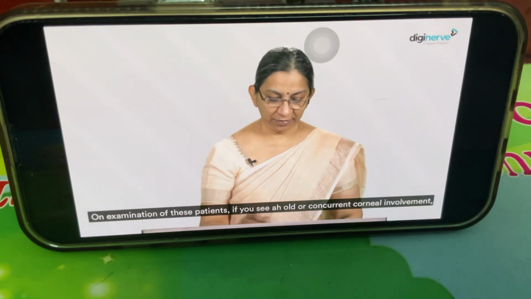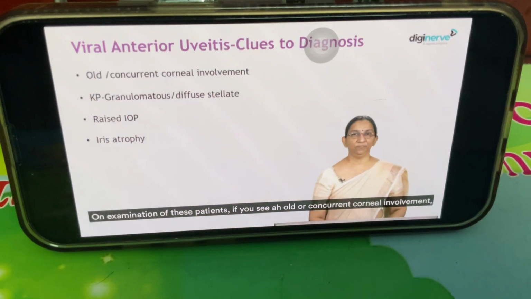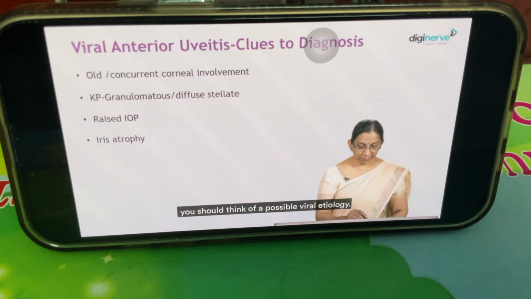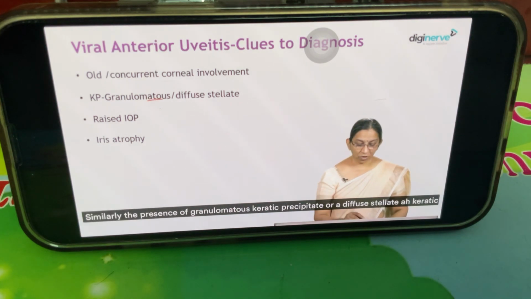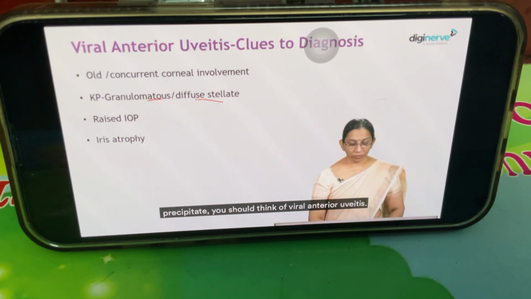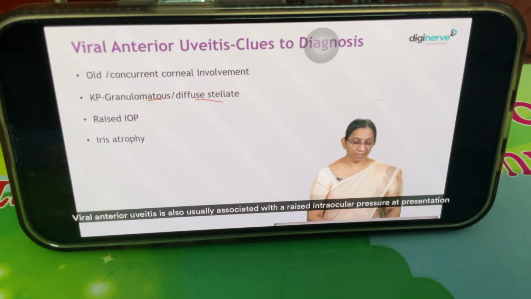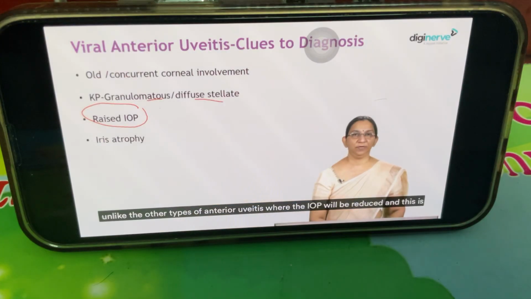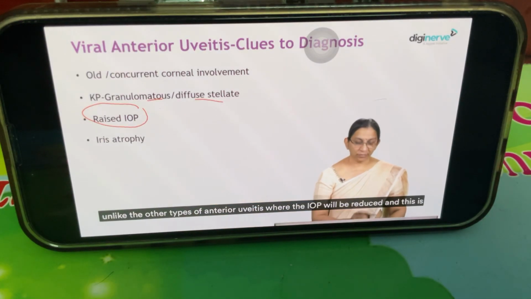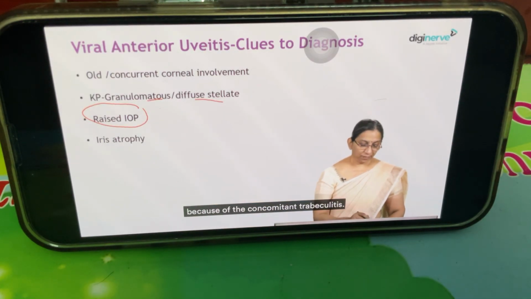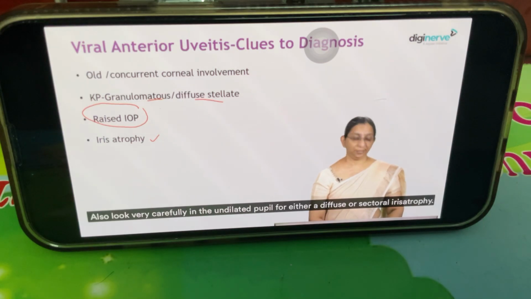On examination of these patients, if you see old or concurrent corneal involvement, you should think of a possible viral etiology. Similarly, if there is the presence of granulomatous keratic precipitates or diffuse stellate keratic precipitates, you should think of viral anterior uveitis. Viral anterior uveitis is also usually associated with a raised intraocular pressure at presentation, unlike the other types of anterior uveitis where the IOP will be reduced, and this is because of the concomitant trabeculitis. Also, look very carefully in the undilated pupil for either a diffuse or sectoral iris atrophy.